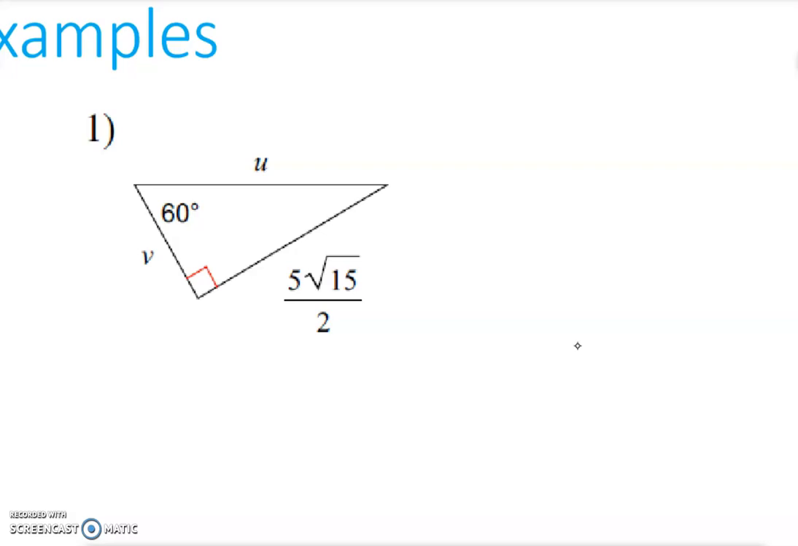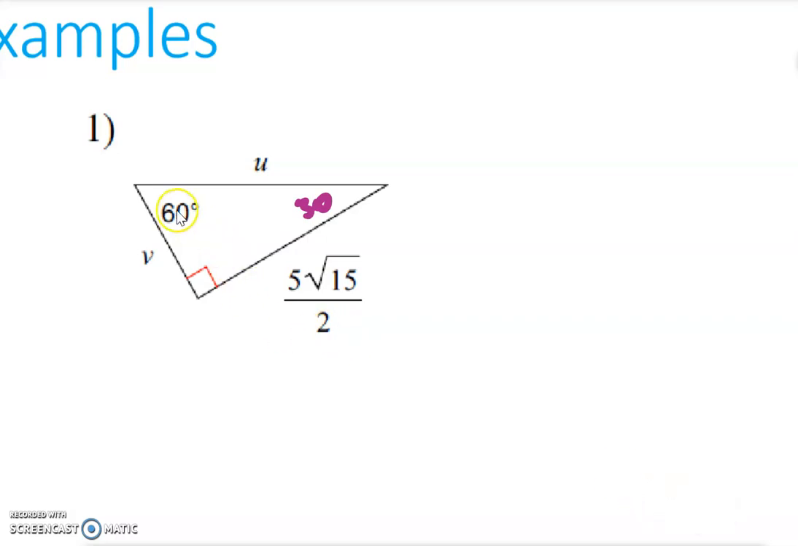Number one, we can see that this is a special right triangle. I have, first of all, 90 degrees, and then if this is 60 degrees, that means my other angle is 30 degrees, right? So I can see that the long leg is given to me, right? It's across from the 60 degree angle. So we need to find the measurement of the other two sides.